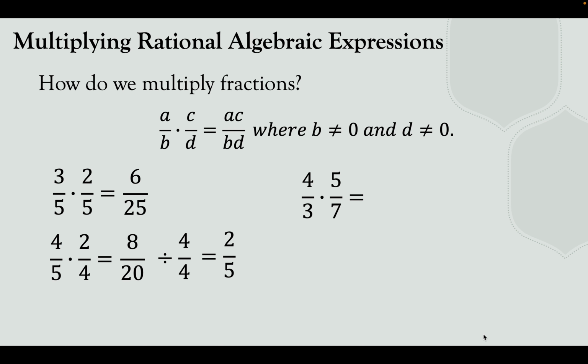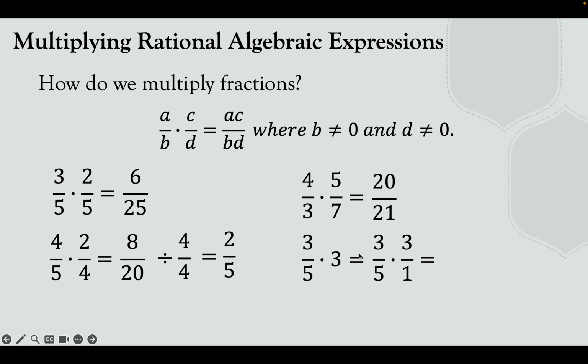We have 4/3 times 5 over 7. We have 4 times 5, we have 20. 3 times 7, we have 21. Then 3/5 times 3. So 3 is a whole number, but we can change this into fraction form, 3 over 1, right? So 3/5 times 3 over 1. So numerator times numerator, 3 times 3, we have 9, and 5 times 1, we have 5. So we have 9/5.